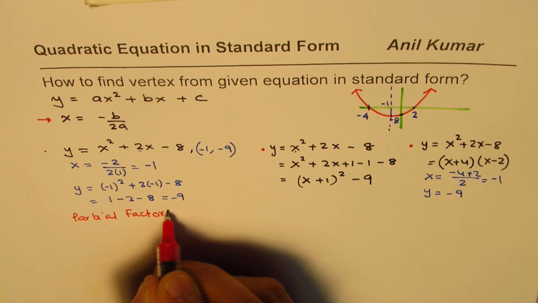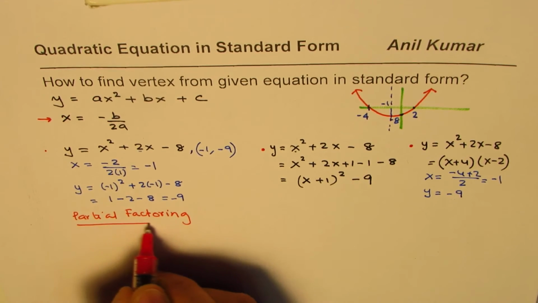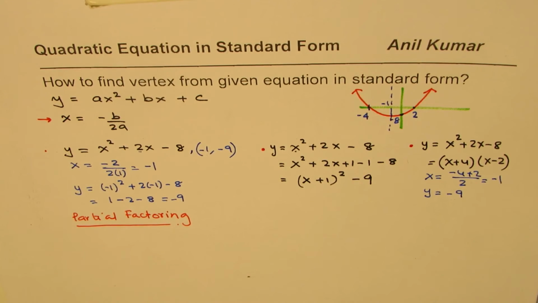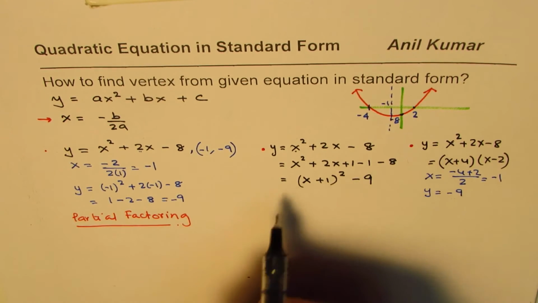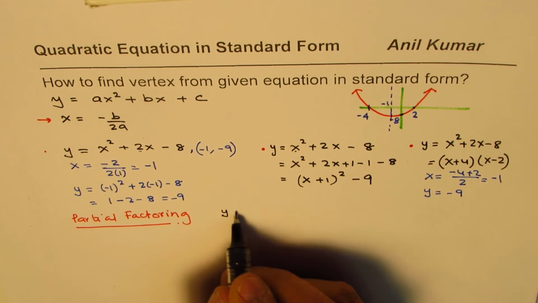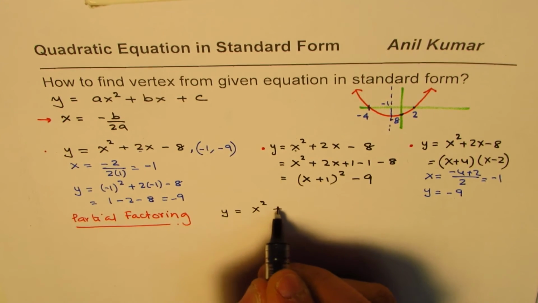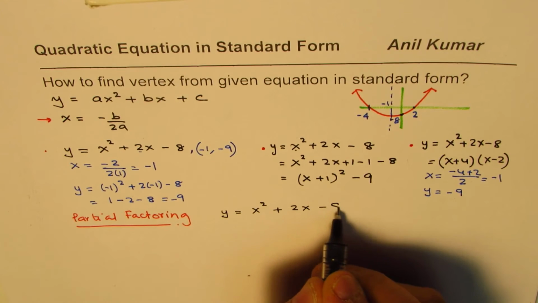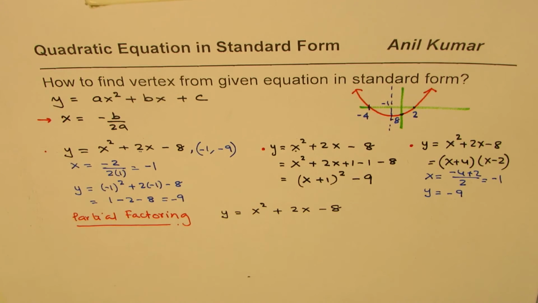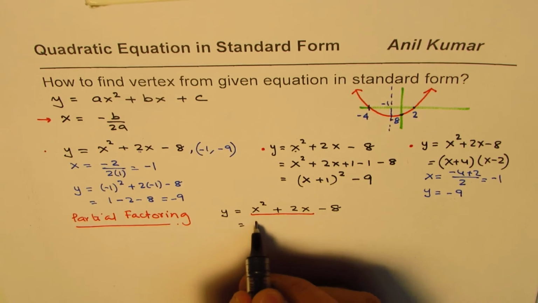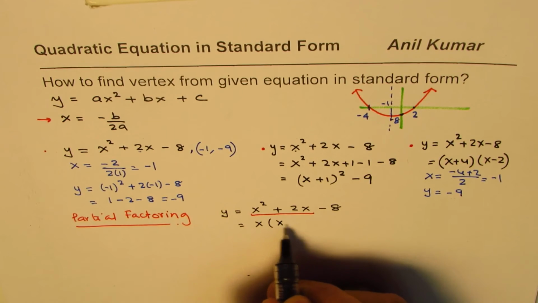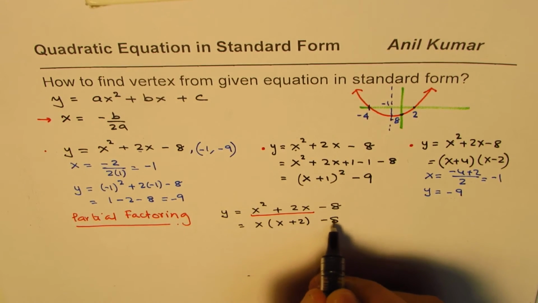That is a very, very powerful technique. However, it is not being used so often. Let's do it with partial factoring. We have y equals x squared plus 2x minus 8. I know I've taken a very simple example, but it works, right, to make you understand how we should be working with. So partial factoring is to factor these two. So you could always factor x from them, right? So we get x times (x plus 2) minus 8.